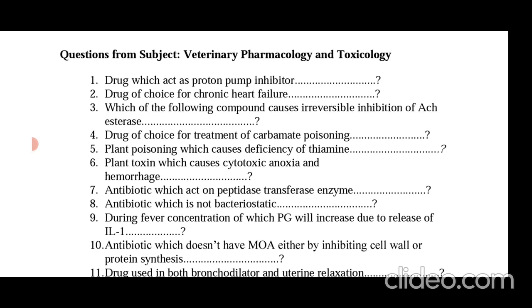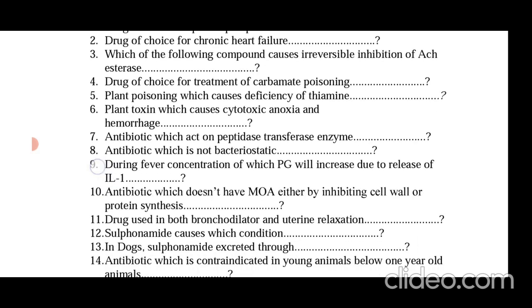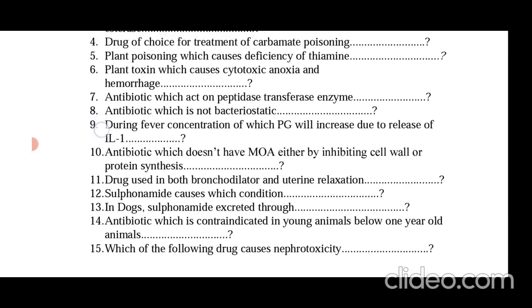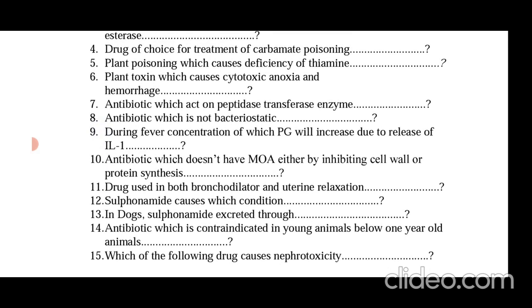During fever, concentration of which prostaglandin will increase due to release of interleukin 1? Prostaglandin F2 alpha. Antibiotic which does not have mechanism of action either by inhibiting cell wall or protein synthesis is ciprofloxacin. Drug used as both bronchodilator and uterine relaxant is salbutamol.